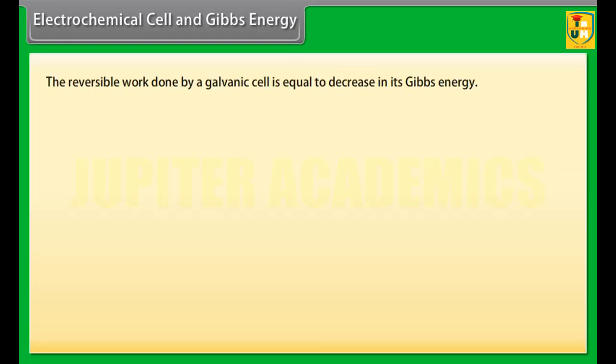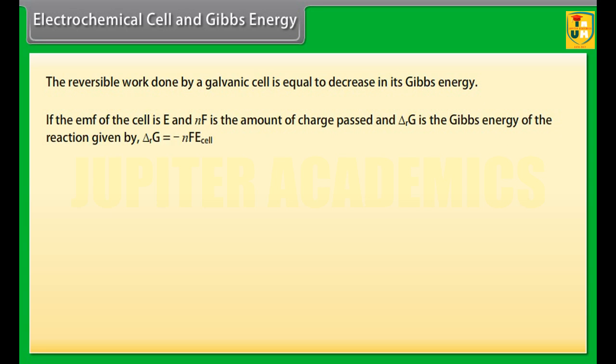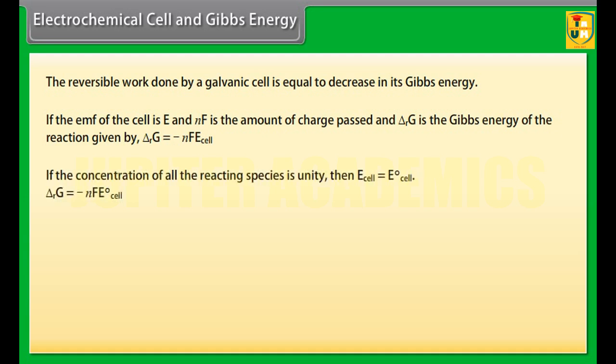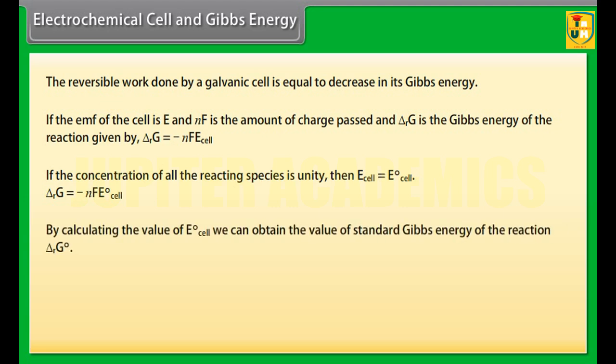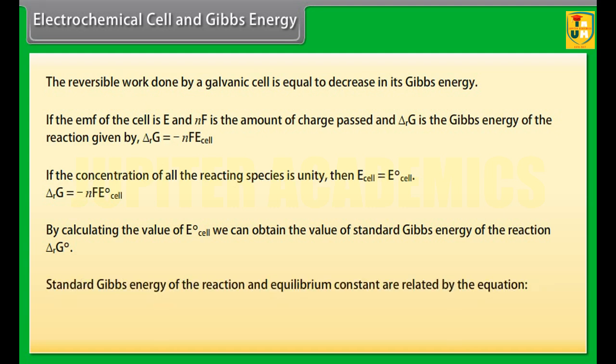The reversible work done by a galvanic cell is equal to the decrease in its Gibbs energy. If the EMF of the cell is E and nF is the amount of charge passed, and ΔrG is the Gibbs energy of the reaction, then ΔrG is equal to minus nF E cell. If the concentration of all the reacting species is unity, then E cell is equal to E naught cell, and ΔrG is equal to minus nF E naught cell. By calculating the value of E naught cell, we can obtain the value of the standard Gibbs energy of the reaction, ΔrG naught. The standard Gibbs energy of the reaction and the equilibrium constant are related by the equation ΔrG naught is equal to minus RT natural log K.